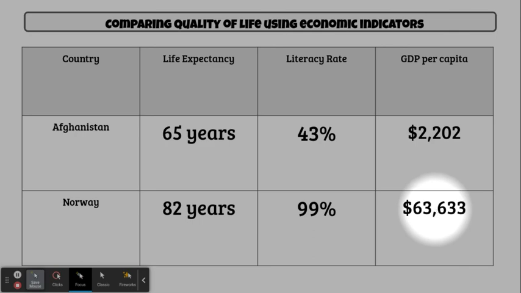So we can clearly tell that Afghanistan is a less developed country. People's quality of life there will be poorer than people's quality of life in Norway, which is a more developed country.